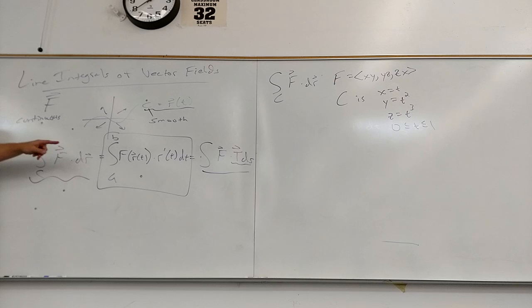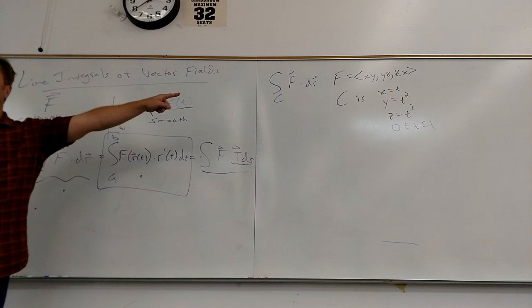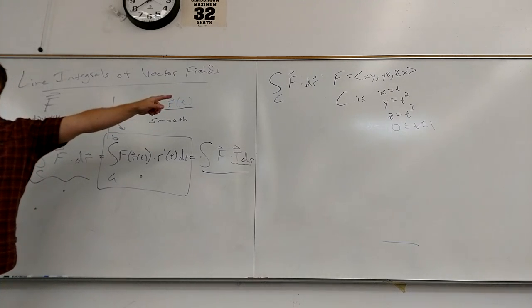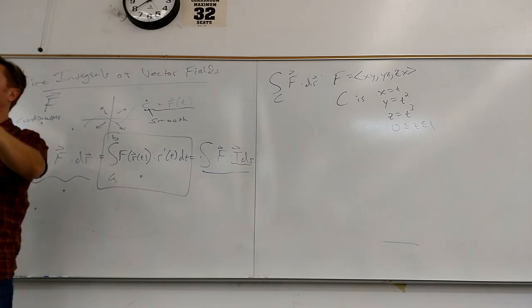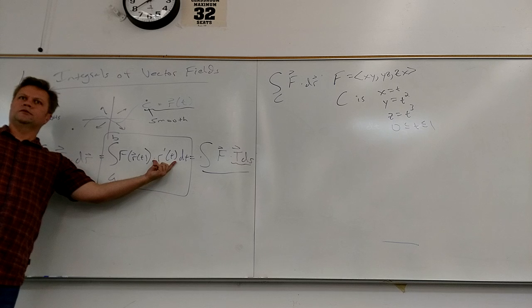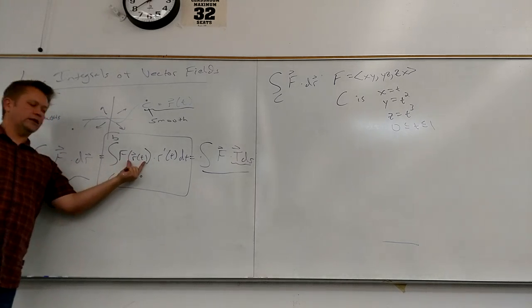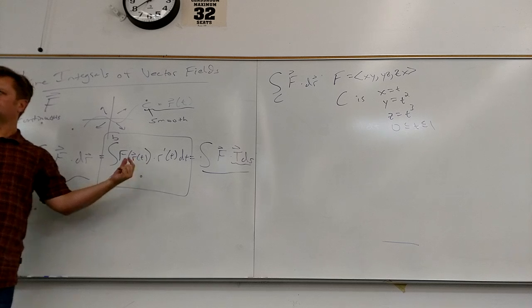So can you identify what it is that we need to figure out right now? We need to figure out what R of t is. Well, that's given to us, right? The x, y, z piece is given to us. So that's a nice one to start with. And then we need to figure out what R prime of t is. We need to figure out what f evaluated at R of t is, right? Do you guys see what's happening?